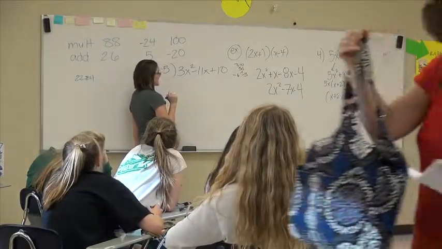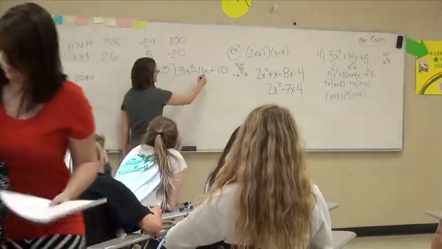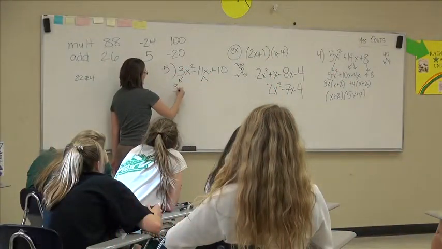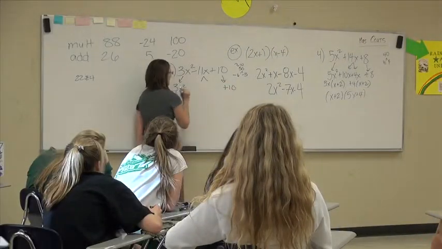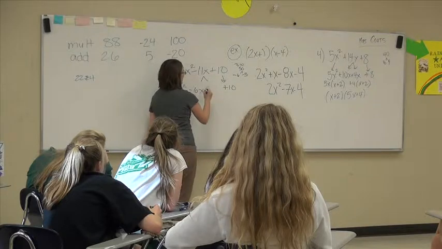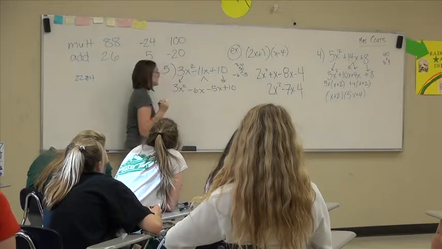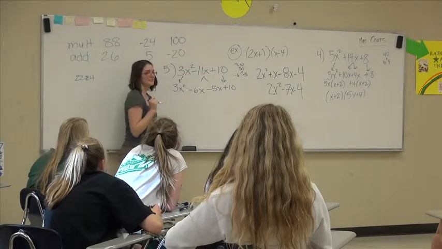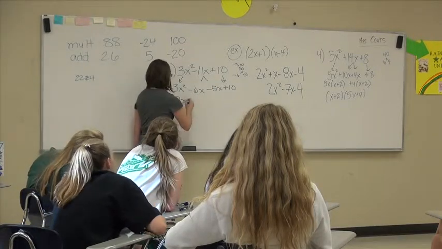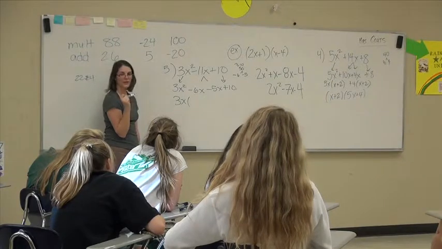For rewriting that. Yeah, the x is here. So this comes down. This comes down. And then we have a negative 6x and a negative 5x. Okay, so now we're going to factor by grouping again. So what's my greatest common factor on the first step? So what do we have left?